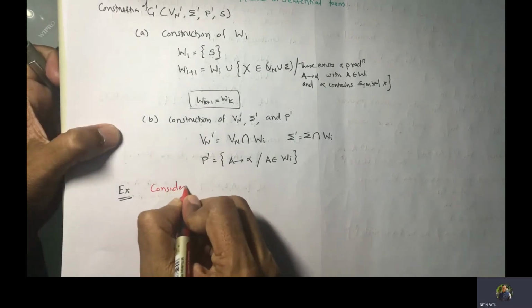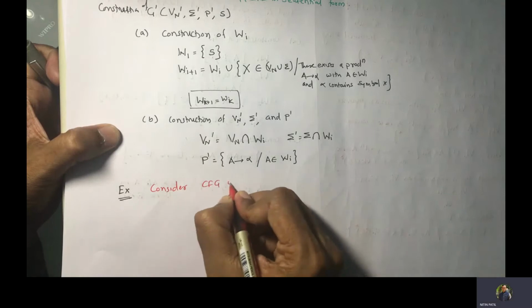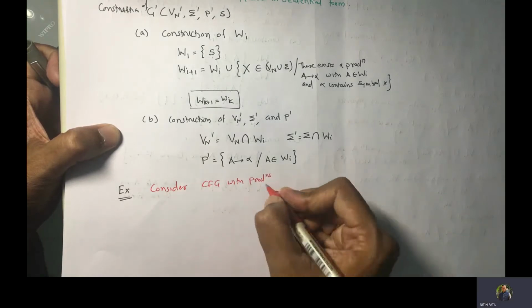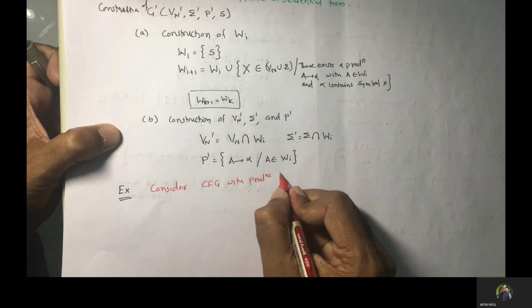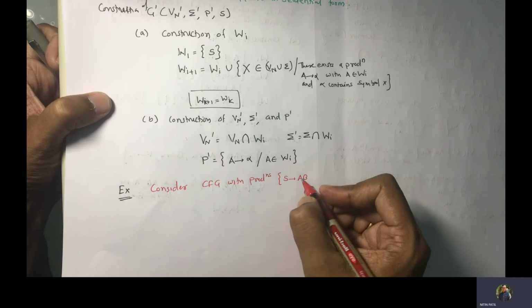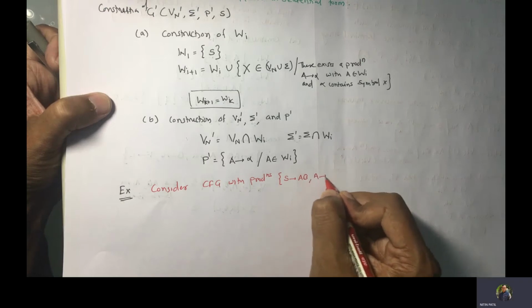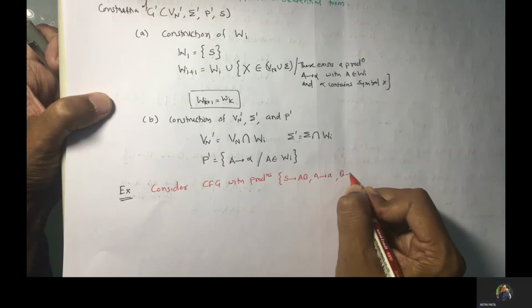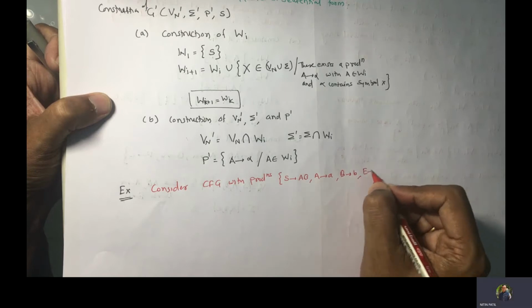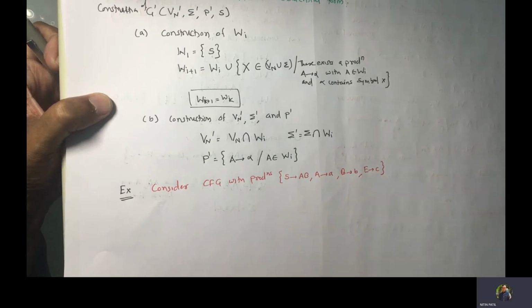Consider a CFG G with productions S gives AB, A gives a, B gives b, and E gives c.